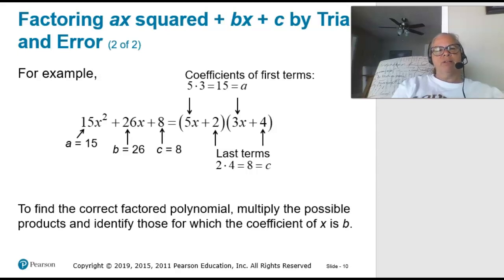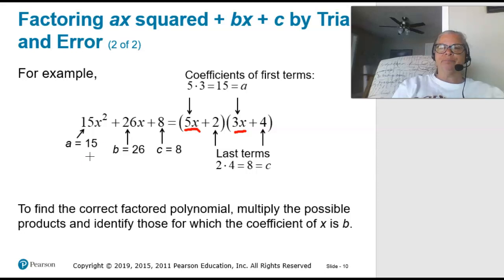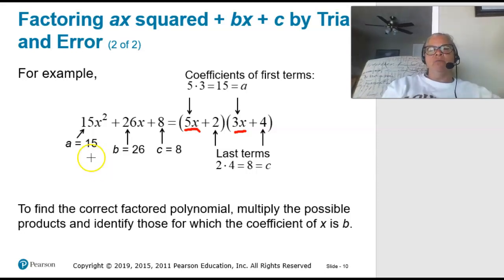So factoring by trial and error means that you want to set up your first 2 terms here. Now 15 could be 5x times 3x, but it could also be 15 times 1. So you're going to have a longer list of possibilities when it comes to that. We also have 8. That could be 8 and 1 and 2 and 4. So this is going to be a long list of trial and error possibilities.